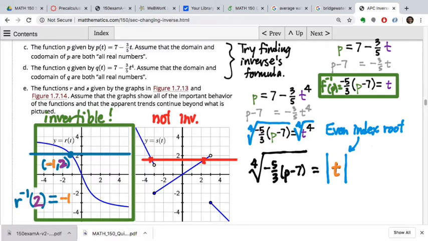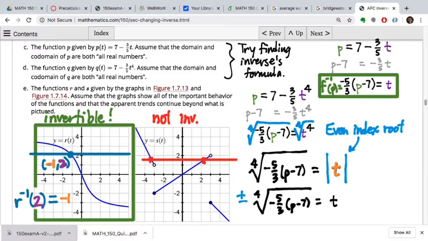And so when I go backwards and undo an even power, we always create multiple possibilities. So when this absolute value goes away, it becomes a plus or minus on the other side. Plus or minus the fourth root of negative 5/3 times p minus 7 equals t. Now, how do I know that this is not a formula for a function? If I have a single p value, how many t values do I get generally? I generally get 2, right? One of them with a plus sign and one of them with a minus sign, right? So that's not going to give me a function.